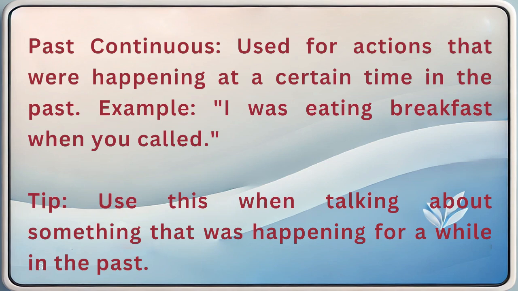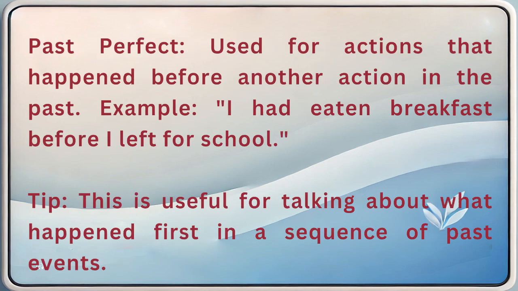Past continuous, used for actions that were happening at a certain time in the past. Example: I was eating breakfast when you called. Tip: use this when talking about something that was happening for a while in the past. Past perfect, used for actions that happened before another action in the past. Example: I had eaten breakfast before I left for school. Tip: this is useful for talking about what happened first in a sequence of past events.